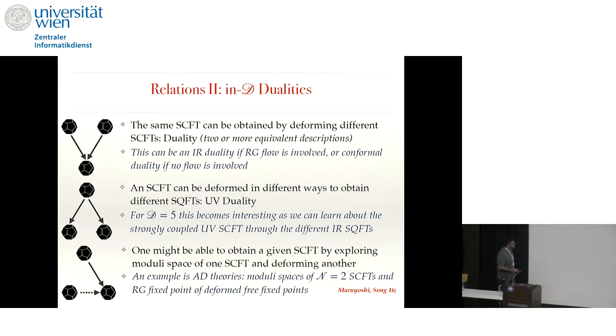Another type of duality is sometimes called UV duality, where you start from a given SCFT and deform it in two different ways, okay? And obtain two different SCFTs. So this is a funny thing to call duality, but again, it becomes very useful, for example, when one studies 5 dimensions, when one knows very little about the starting fixed point, and one might be able to deduce various bits of information about it from the infrared physics obtained in this way. And finally, one can obtain the same SCFT by renormalization group flow, starting with some superpotential and gauging deformations, or by exploring moduli spaces of other theories.